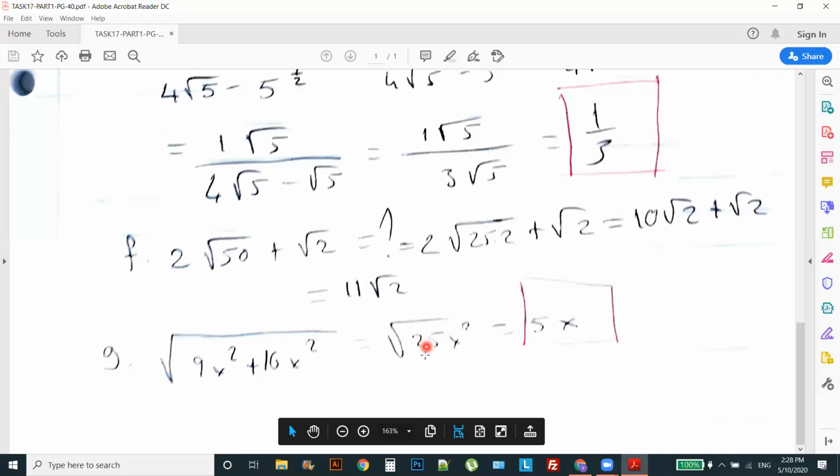25 will come out of the root as 5, x to the power of 2 will come out of the root as x. So 5 times x will be 5x. So the final answer is going to be 5x. All right, so now I'm going to do the second part of task 17.